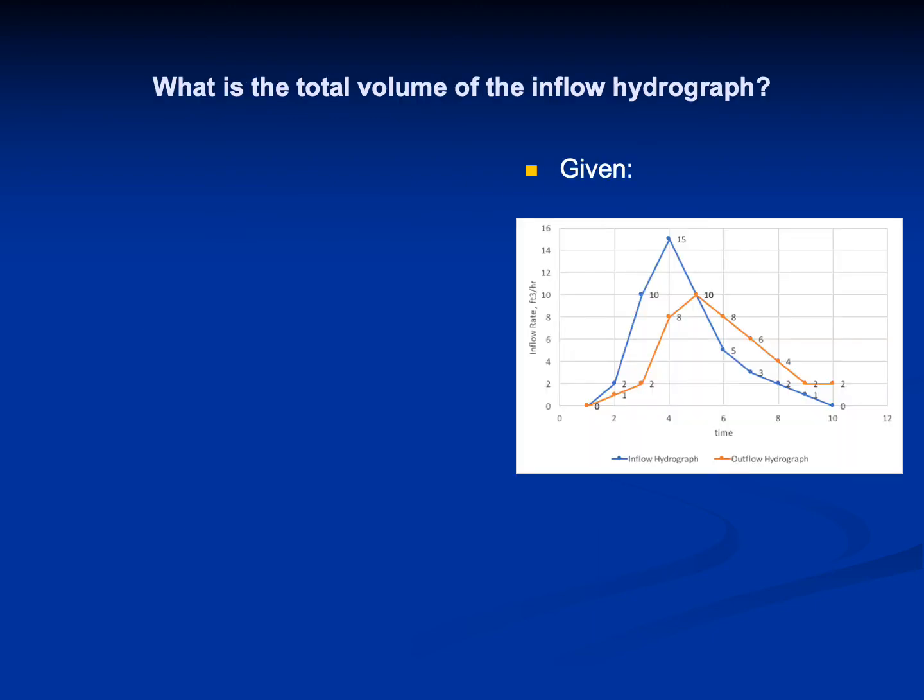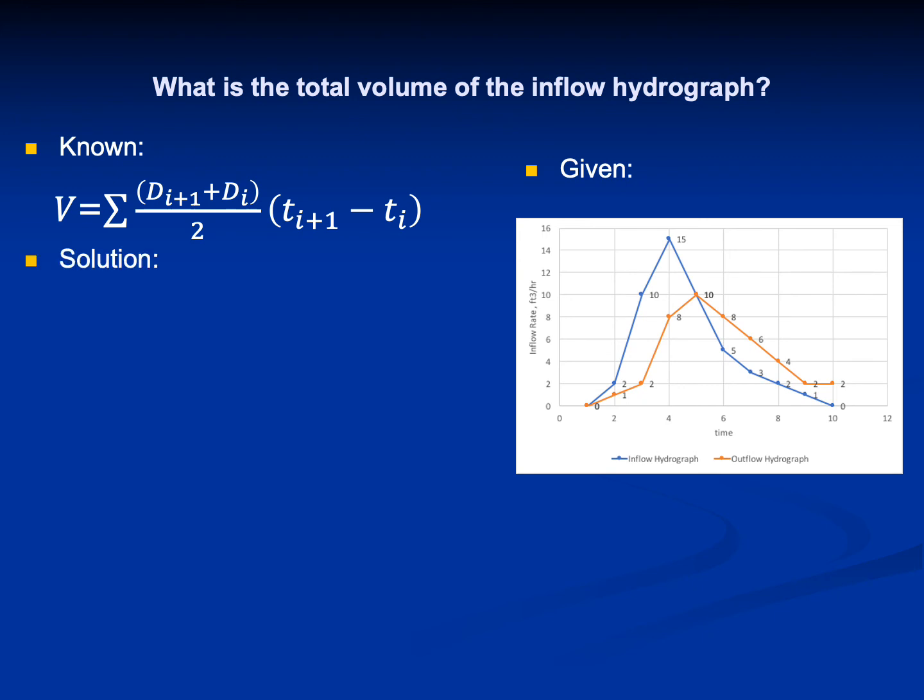Let's do a larger example. The graph to the right shows the inflow hydrograph into a local wetland in blue. We want to know the total volume of water that entered the wetland during this event. The time step is hourly, and the discharge is given in cubic feet per hour. We know that our equation is going to be the summation of the average discharge in each interval times the amount of time between the intervals.